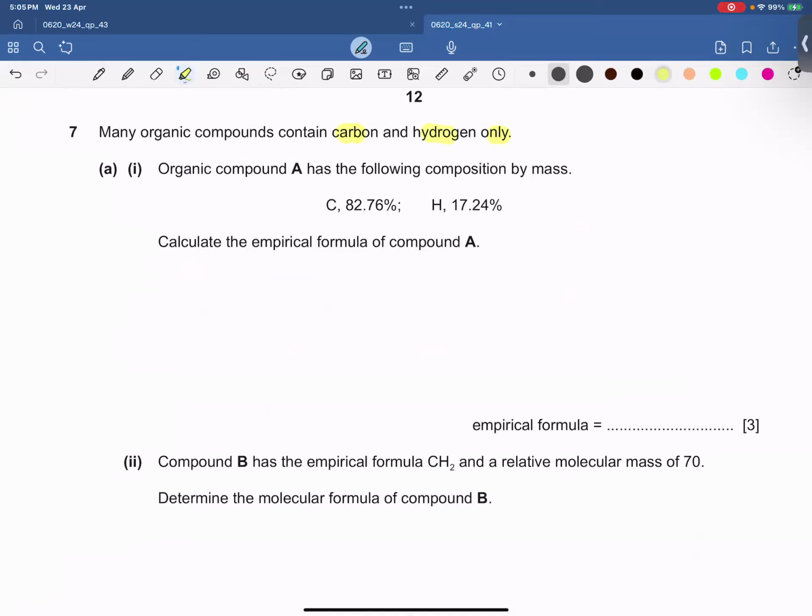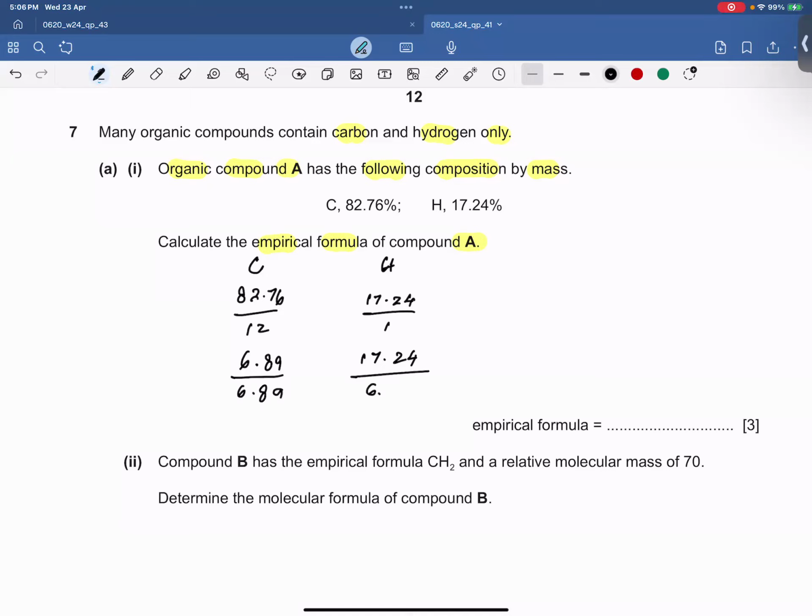Many organic compounds contain carbon and hydrogen only. Organic compound A has the following composition by mass. Calculate the empirical formula. That's easy. Carbon percentage by mass is 82.76 divided by 12. Hydrogen is 17.24 divided by 1. So I'll get 17.24. Let me find out. 82.76 divided by 12 is 6.89. 6.89 is the least value. You can divide this value on both the sides. So it's going to be 1. 17.24 divided by 6.89, you will get 2.49. That is 2.5. So multiply by 2 in order to get the simplest ratio. So it's going to be C2H5.